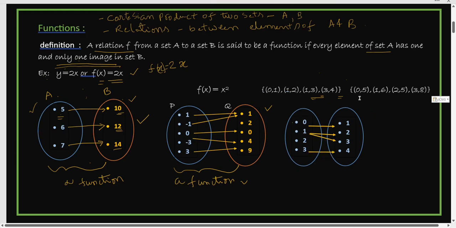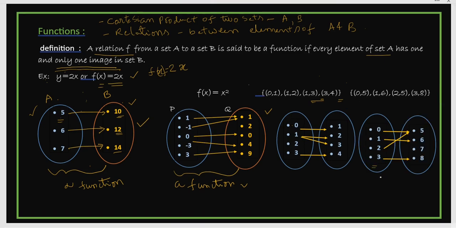See another example. Here the ordered pairs are (0, 5), (1, 6), (2, 5) and (3, 8). That means 0 is pointing to 5, 1 is pointing to 6, 2 is pointing to 5 and 3 is pointing to 8. You can observe every element of the first set has only one image. So these two conditions are satisfied. This is also a function.